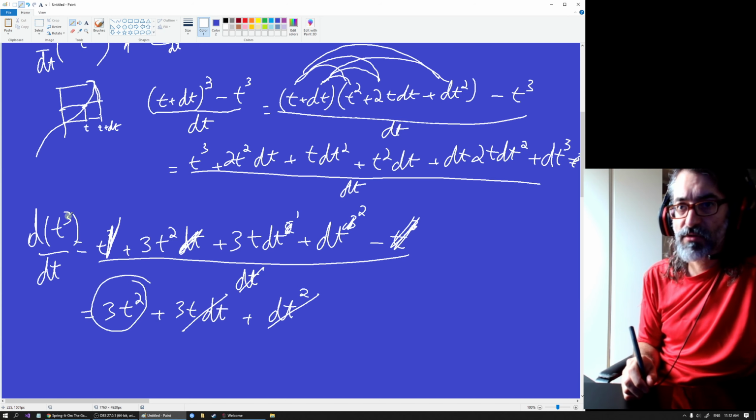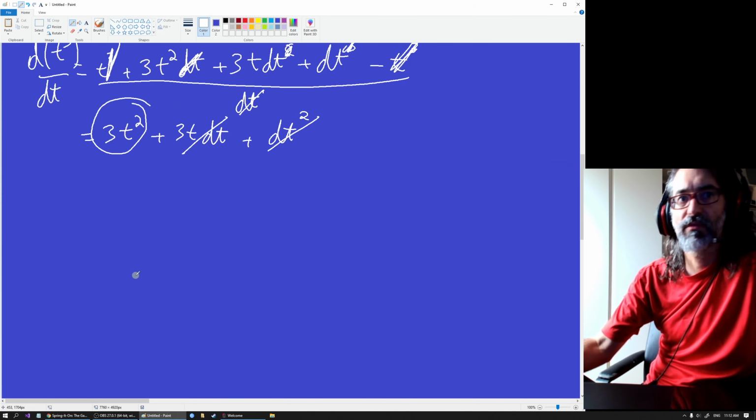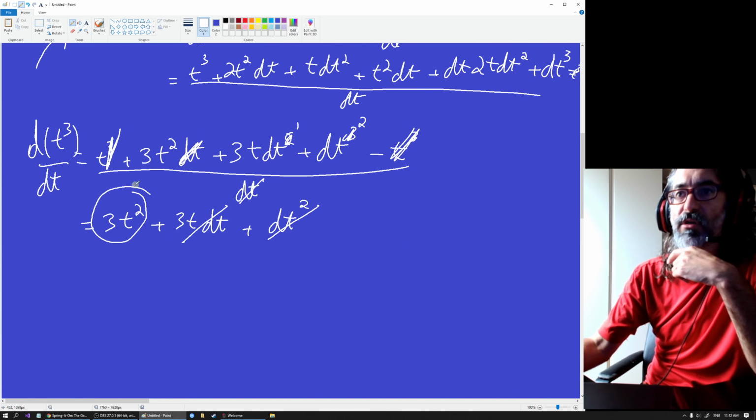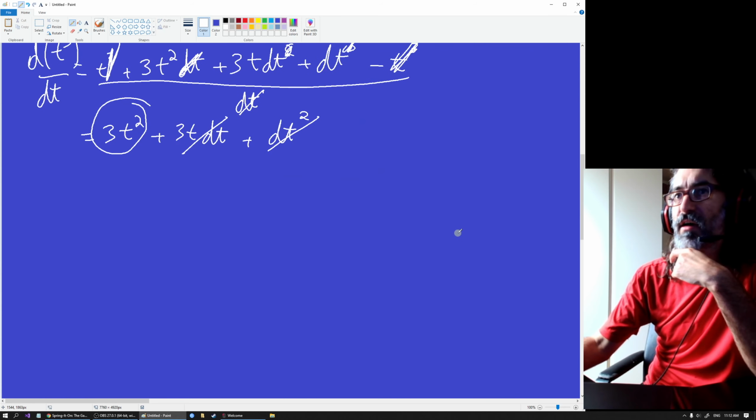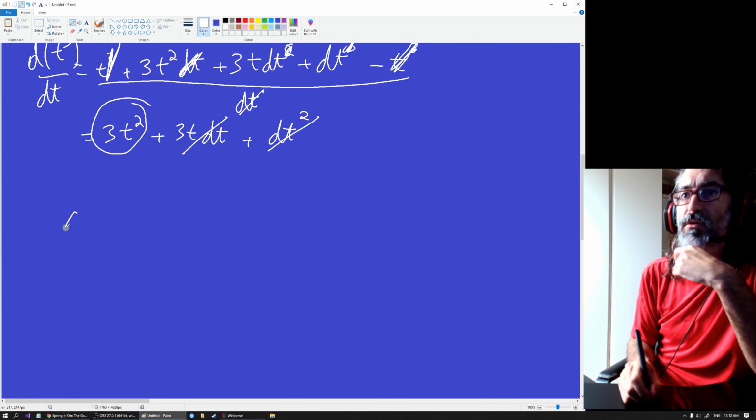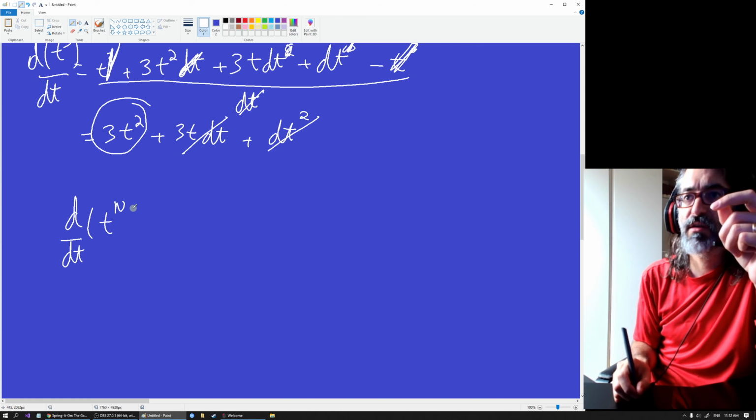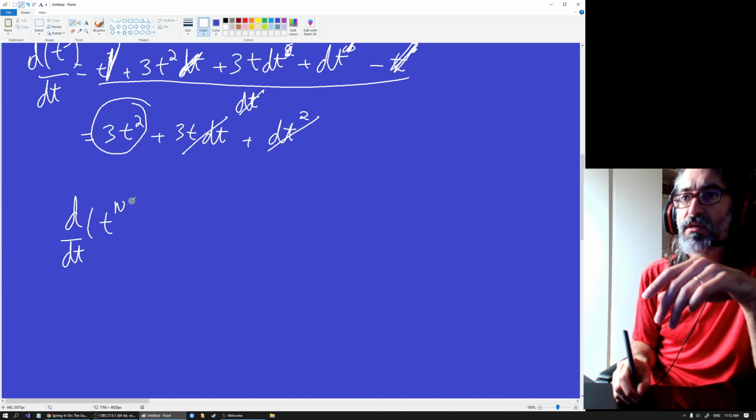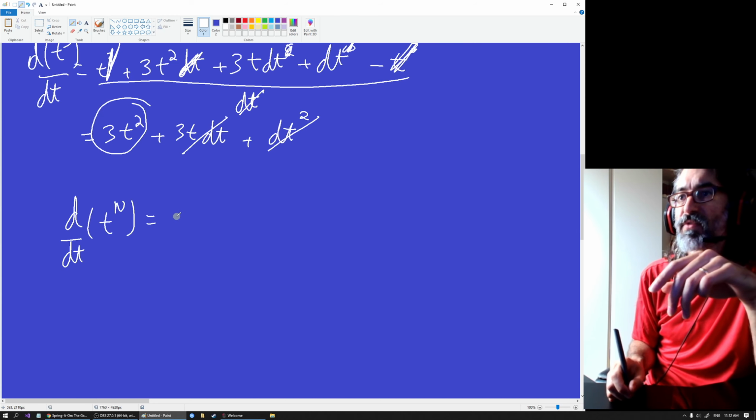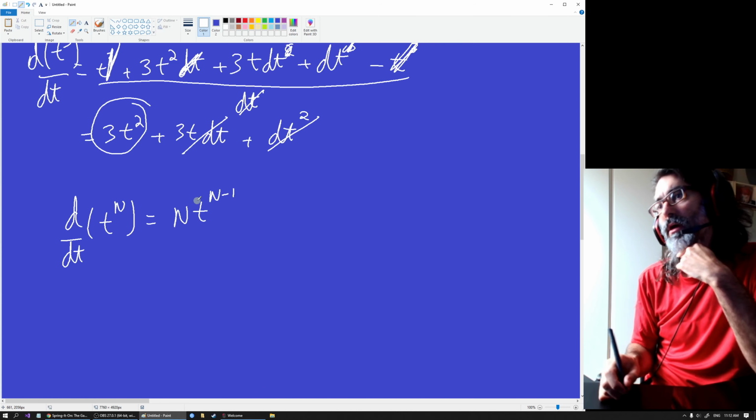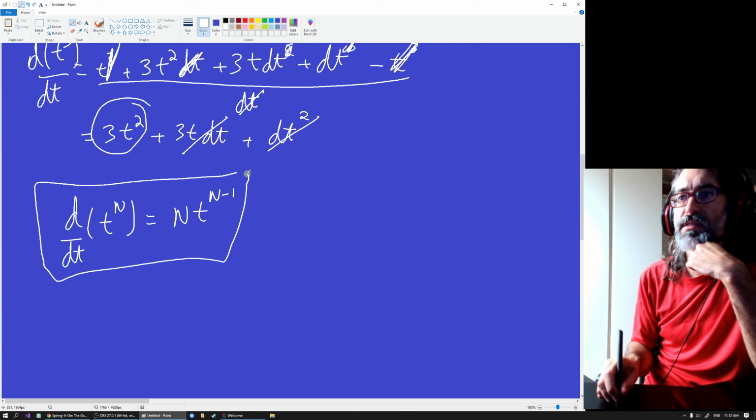So we see what happened. The 3 came in front, and the exponent got reduced by 1. Just to make sure that we still have the intuition of what the derivative is for a polynomial: when we have d/dt of some t to the n, we can prove that it's going to be the same thing, n t^(n-1). So it's just to remember this.